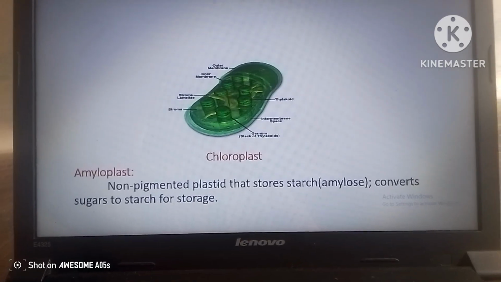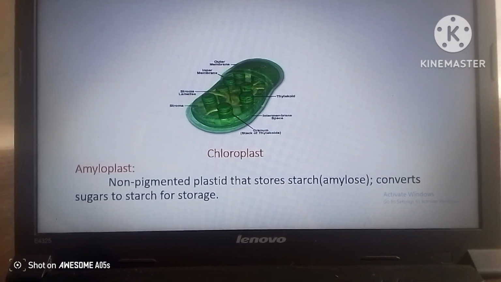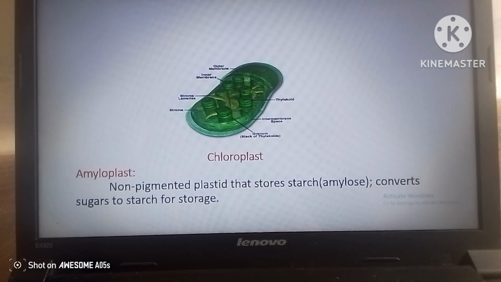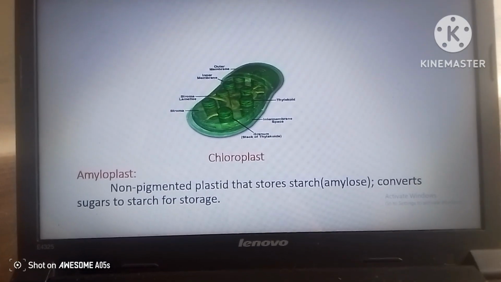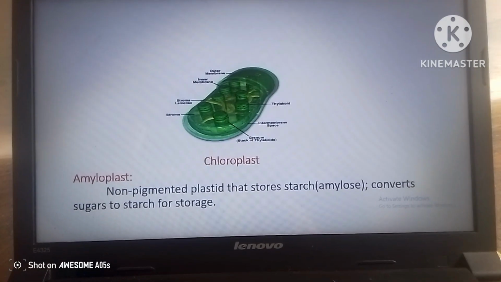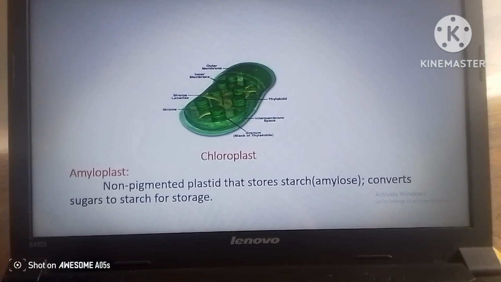Amyloplast. It is a non-pigmented plastid that stores starch. It converts sugars into starch, and storage of starch takes place in the amyloplast. And chromoplast. It gives colors to fruits.